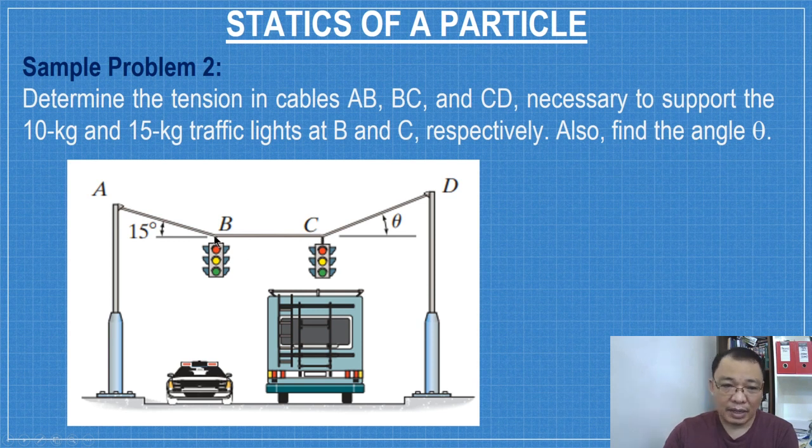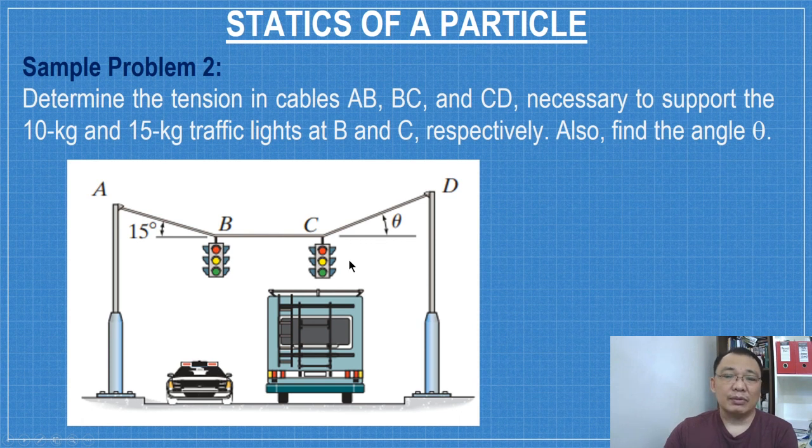So at B, we only have three forces: the weight of the traffic light, tension in AB, and tension in BC. And we have two unknowns, tension in AB and tension in BC. But at C, you cannot start at C because there are three unknowns: tension in BC, tension in CD, and theta. So that's not possible. The only given is its weight, 15 kg.